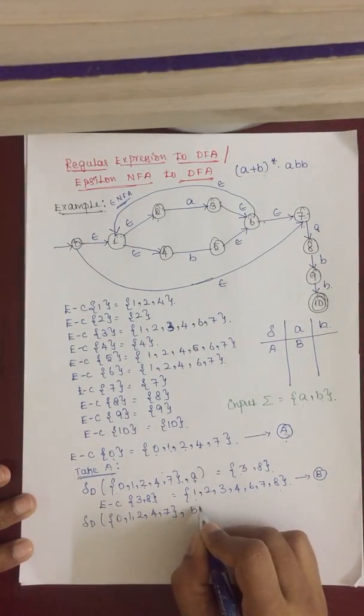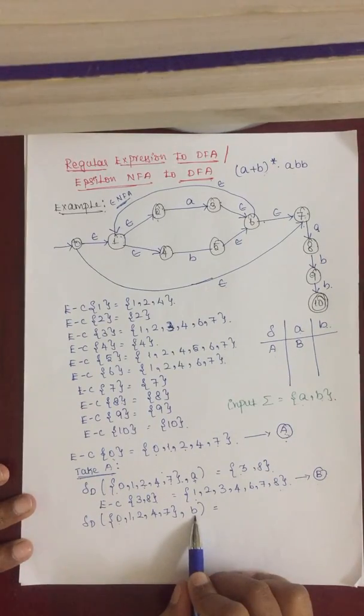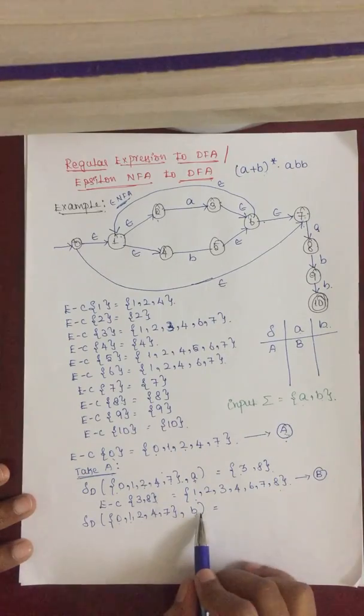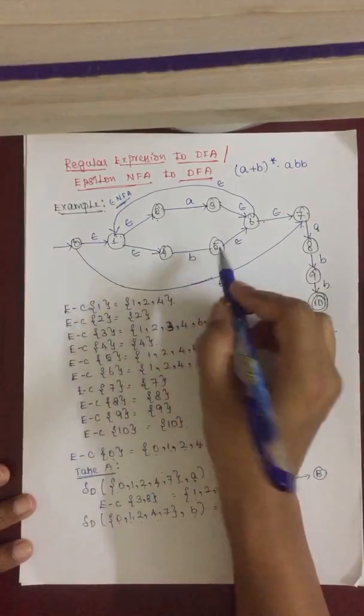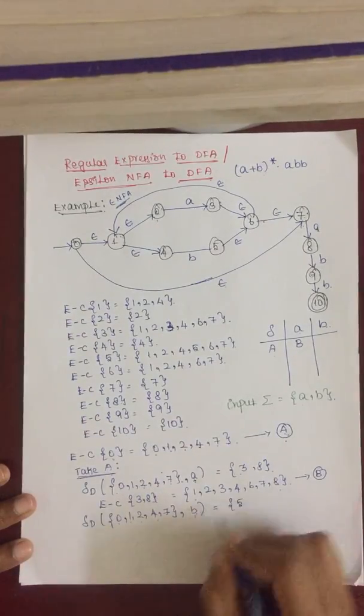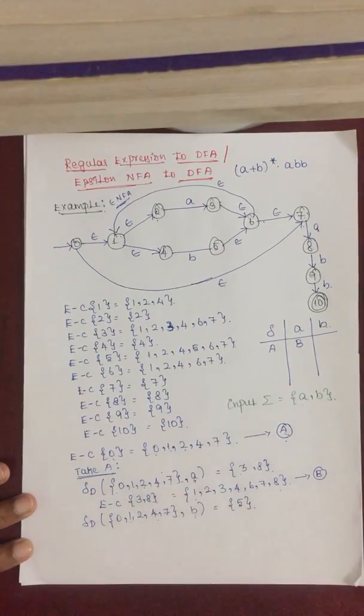With the input symbol B, we are just going to check. So 0 with input symbol B, no transition available. 1 with input symbol B, no transition available. 2 with input symbol B, no transition available. 4 with input symbol B, yes, one transition is available, that is 5. Then again 7 with input symbol B, no transition available. So you can close it, right?